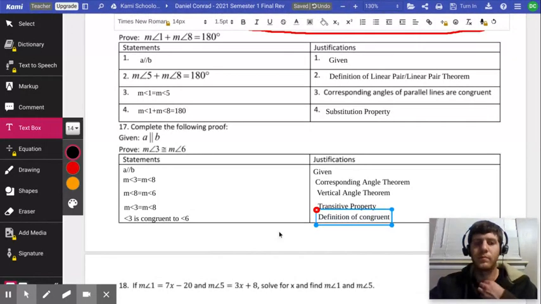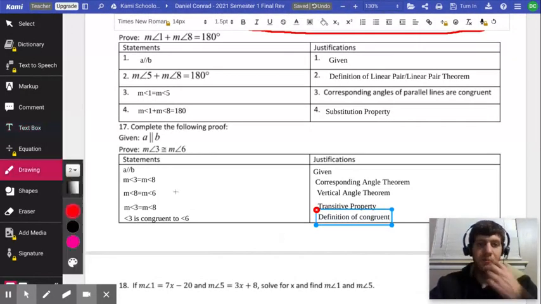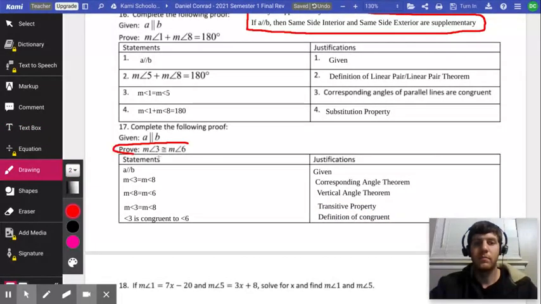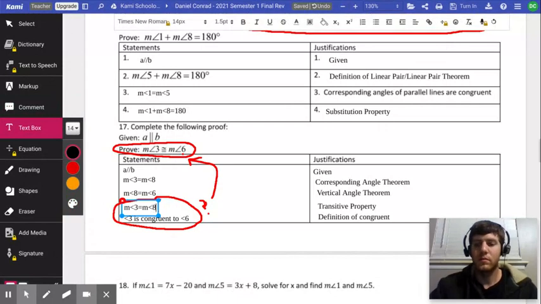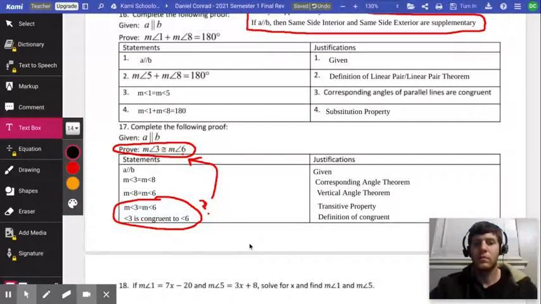Right. Okay, so I'm not really sure, it's a little confusing there. You can't say the angle measures are congruent. It's either angle 3 is congruent to angle 6, or it's the measure of angle 3 equals the measure of angle 6. Okay, so a little confusing there, but don't worry too much about it. It'll make sense on the final, hopefully.